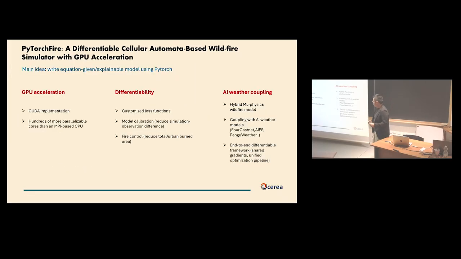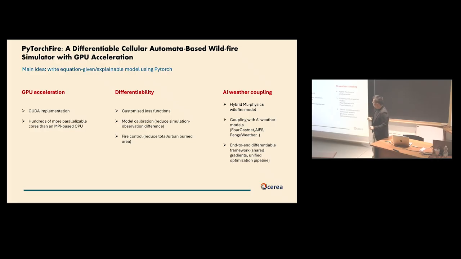So here comes our idea. What we want to do is to write equation-driven, or physics-based, explainable models using PyTorch. You can try PyTorch or JAX; here we choose PyTorch. And why would we like to do that? First, you get the GPU acceleration thanks to the CUDA ecosystem, which is quite friendly to PyTorch functions. And secondly, it's about the differentiability.